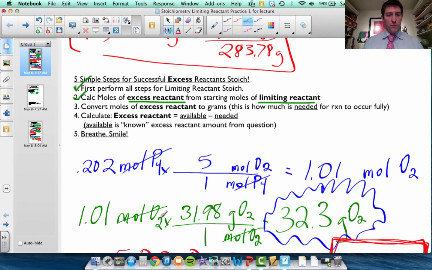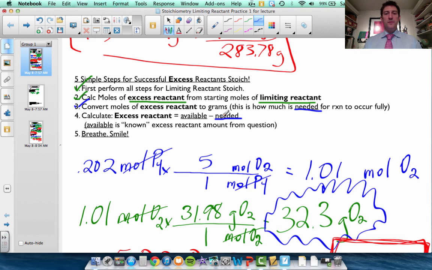So I've got 1.01 moles of oxygen gas. Have to put moles of oxygen on the bottom and grams of oxygen on the top. And where did I get this number? Well, that's the mass of oxygen gas. 15.99, which is 1 oxygen, times 2 gives me that number. I do the math and I end up right here. 32.3 grams of oxygen. Now why do I have a blue circle around this? This is what is needed for the reaction to fully occur. So we have our needed right here, 32.3 grams.